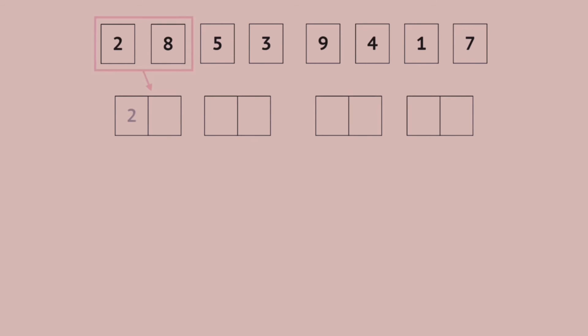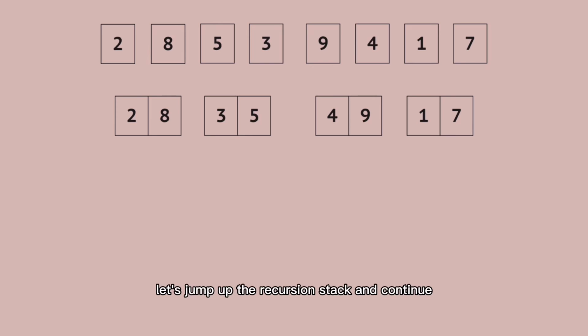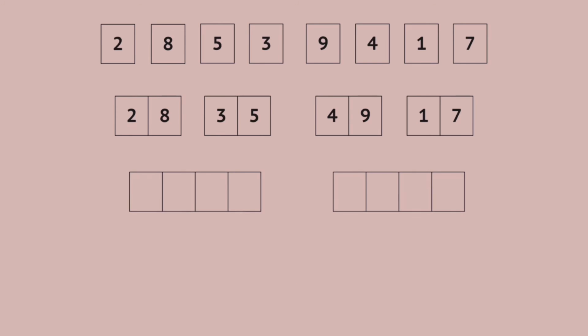We're ready to sort. We'll examine the individual items, compare their values, and merge them into temporary arrays. The temporary arrays are sorted, but there's work left to do. Let's jump up the recursion stack and continue. We merge our smaller arrays into a larger one, inserting items in the correct order.